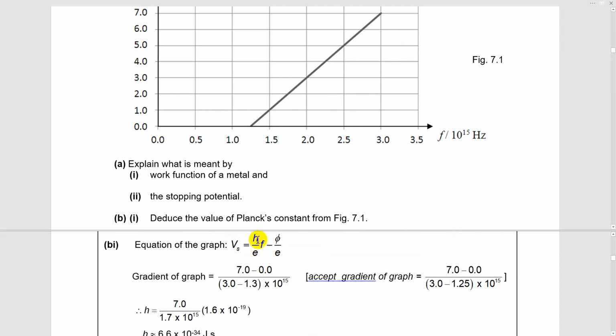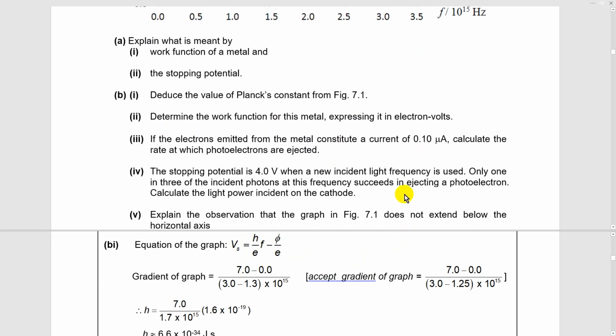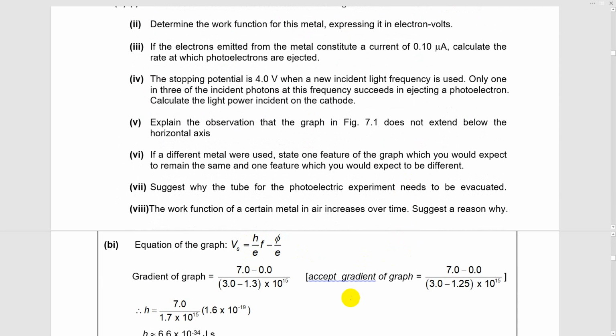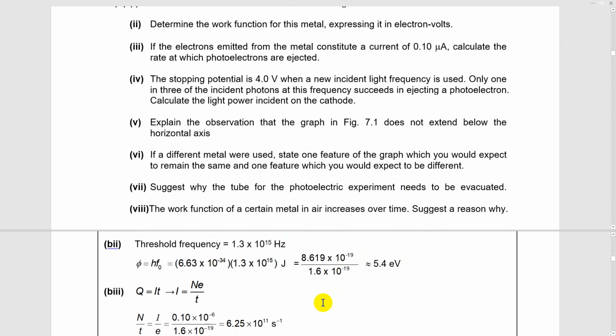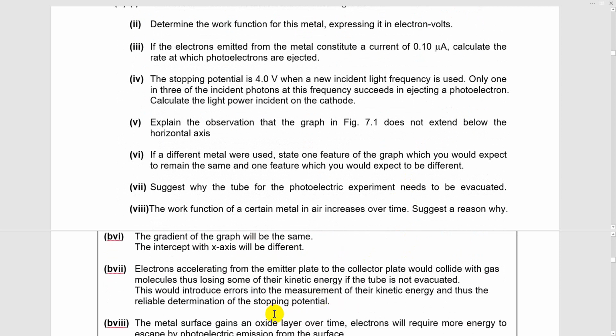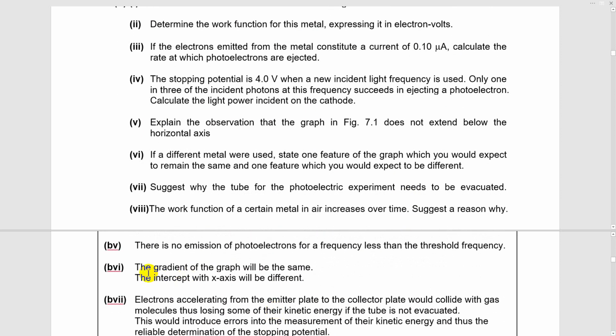h is the Planck constant, e is the electronic charge constant. This constant never changes, that's why they call it a constant. So the gradient is always the same regardless of what changes you make, because h and e don't change. So even when you change the metal, the gradient doesn't change. So B part 4, B part 6, the gradient doesn't change, but the x-intercept will change.